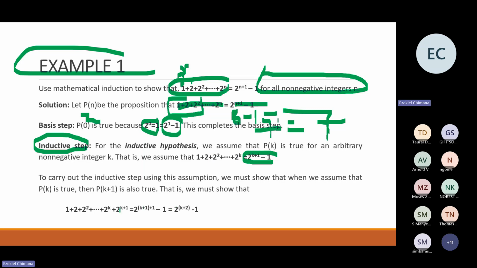So what you are going to get is 1 plus 2 plus 2 squared plus up to 2 to the power K plus 2 to the power K plus 1. This is what we get for P of K plus 1, which must be equal to, when we put K plus 1 for n, 2 to the power K plus 1 plus 1, then minus 1. So this is what we have. When you have these two things, you now have to prove that this left-hand side is the same as the right-hand side. So you can simplify the right-hand side as 2 to the power K plus 2 minus 1. So I want to show that this whole thing can be equal to this one.